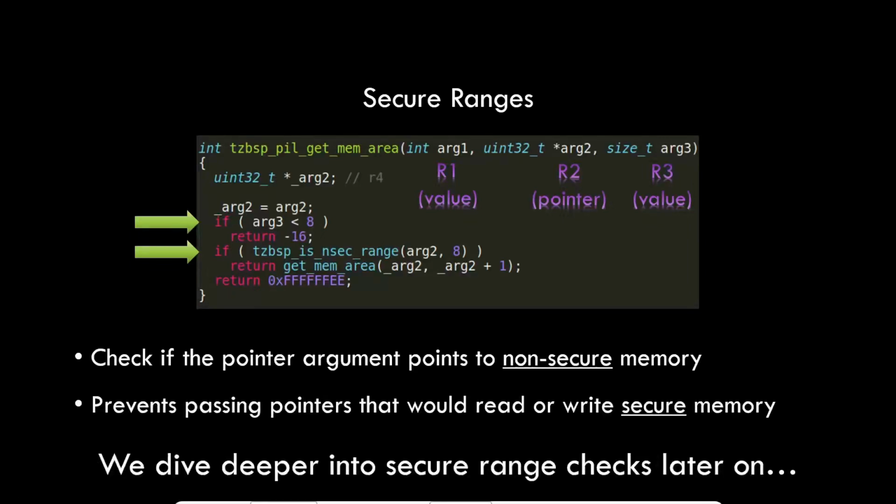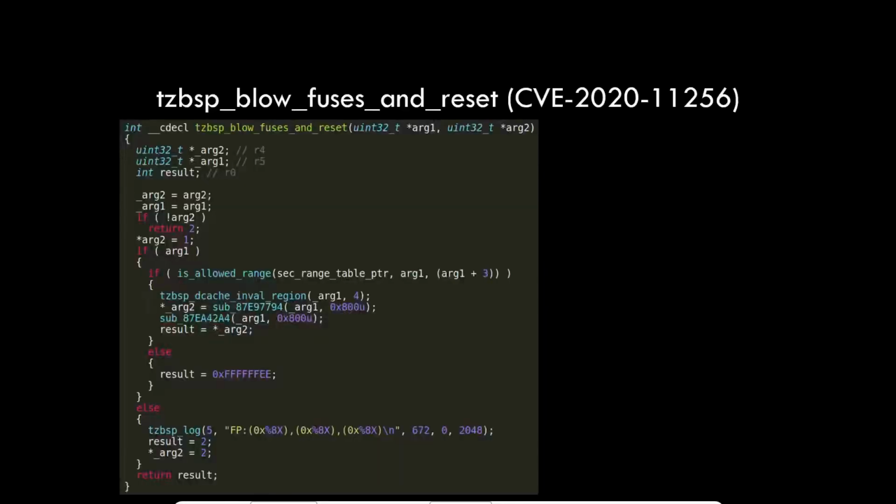Remember that these checks are fundamental in order to establish the security boundary of the TE. So first things first: do all the SMC routines that are received from the array get checked? Well, we went through the entire attack surface by analyzing. One of the things that we identified is one function, tzbsp_blow_fuses_and_reset.